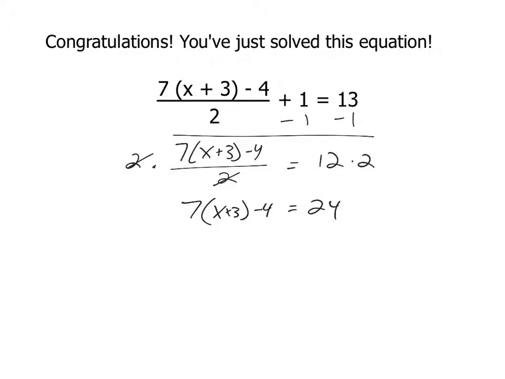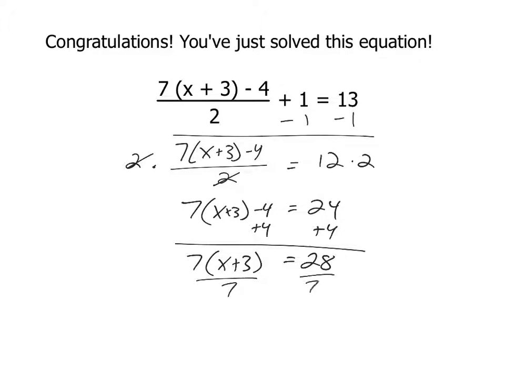Now it might look familiar to you. Let's add 4 to both sides. I get 7 times the quantity x plus 3 equals 28. Now, what you might be saying here is, well, what if I distribute the 7? You're right, you can. It doesn't matter if you do or not. I'm going to just divide everything by 7. And I get x plus 3 equals 4. If I subtract 3, I get that x equals 1. And you've just solved an equation by doing the opposite of the order of operations. We call that undoing. Strong work, my friend.